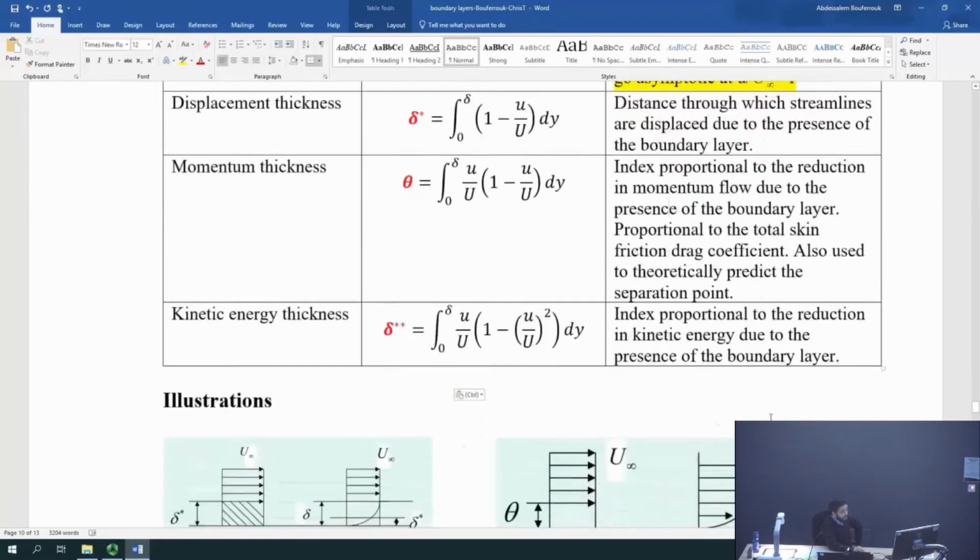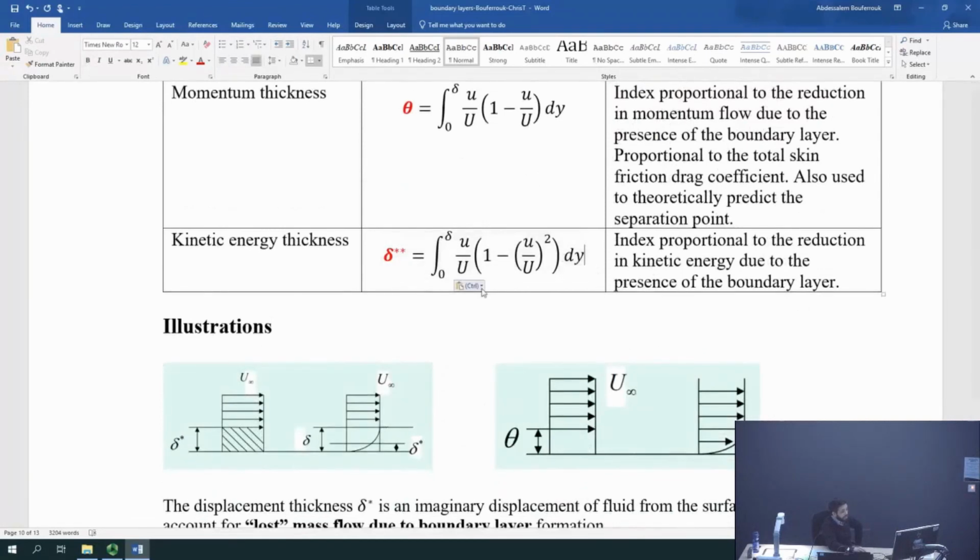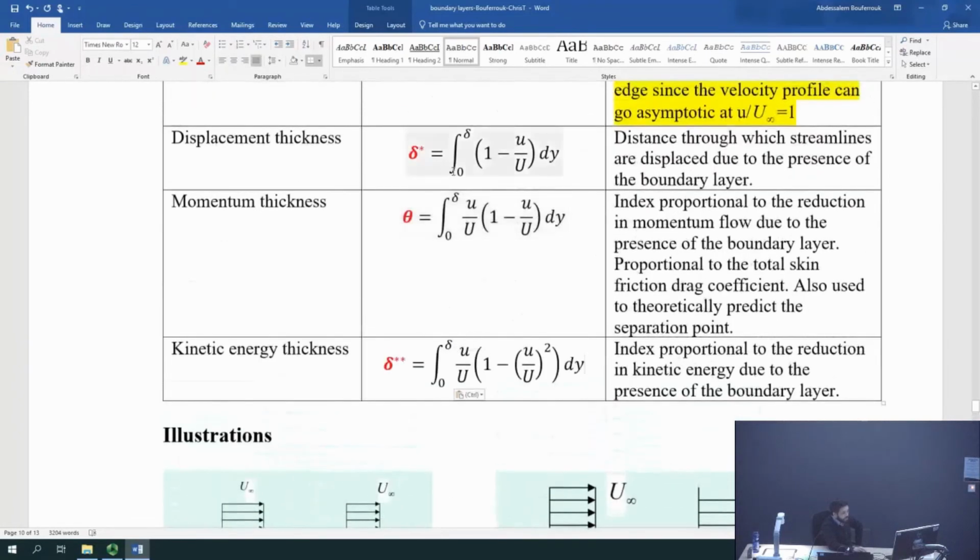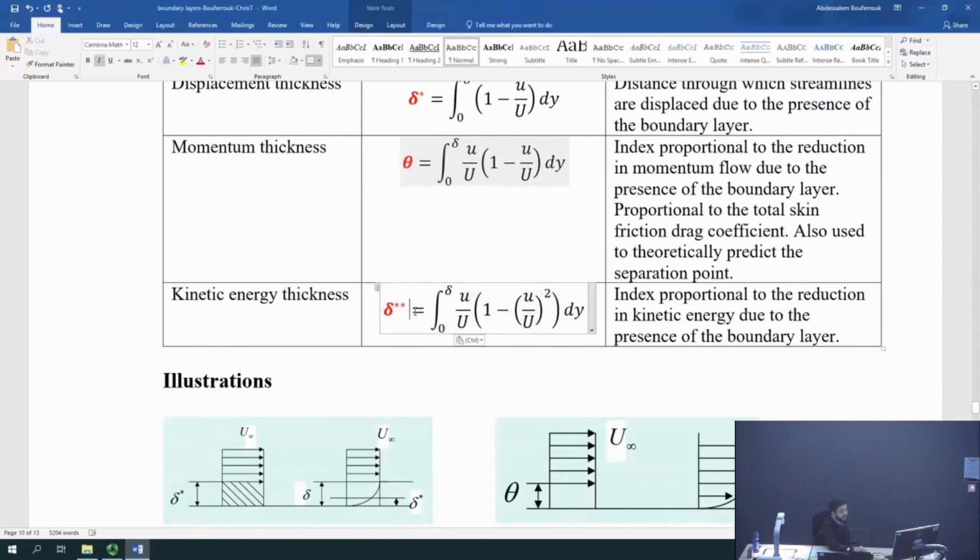The energy one is very similar. So if you look very carefully at how delta star and theta are related: delta star is this integral. To get theta, you just multiply the whole thing by u over u infinity. Okay, and with the energy thickness, the only difference between theta and delta double star is that u over capital U is squared. And again, it's to do with displacing the streamlines due to the reduction in kinetic energy that is caused by the presence of the boundary layer.